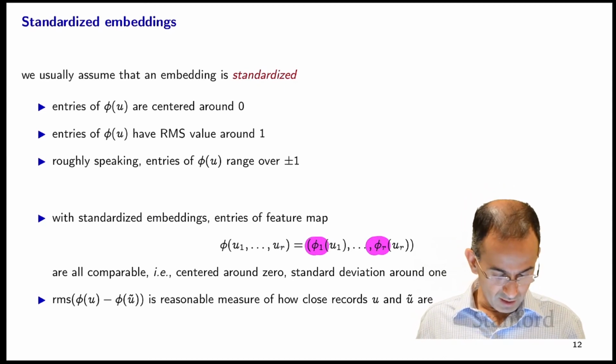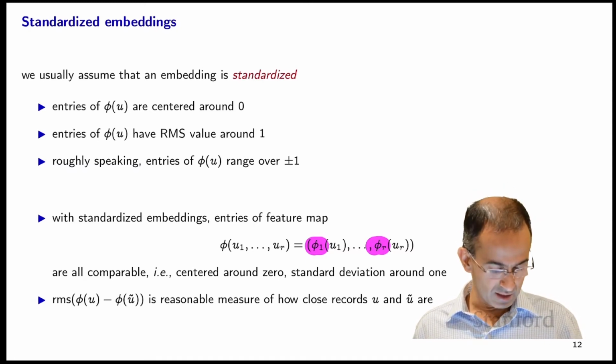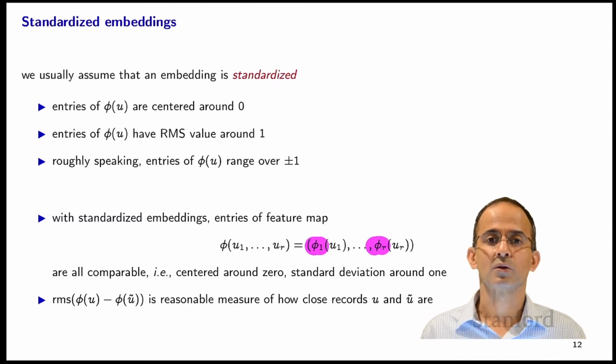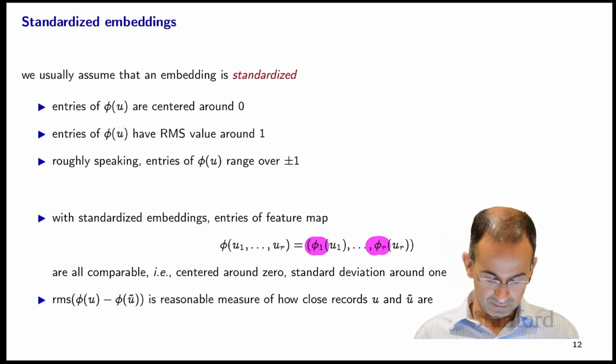And we might measure the distance between two embedded vectors using the RMS. And so we take the RMS of the vector phi of u minus phi of u tilde. That's a reasonable measure of how close records u and u tilde are. That's, again, a consequence of the faithfulness of the embedding.